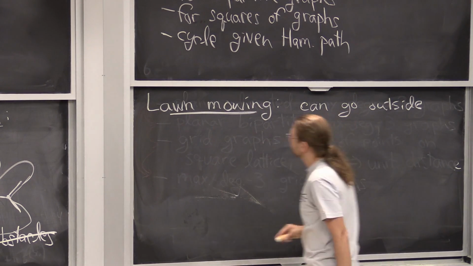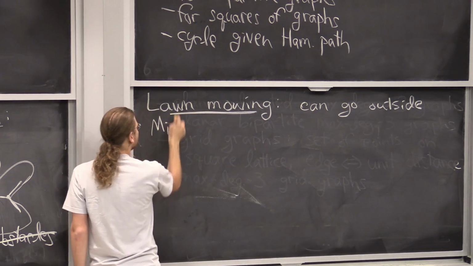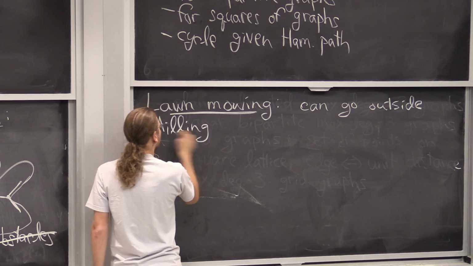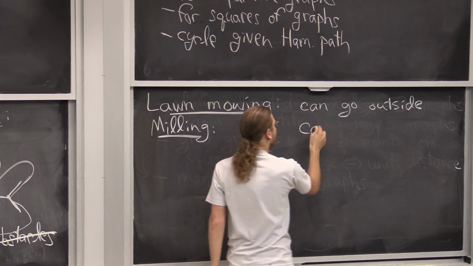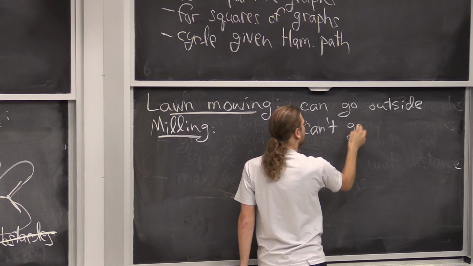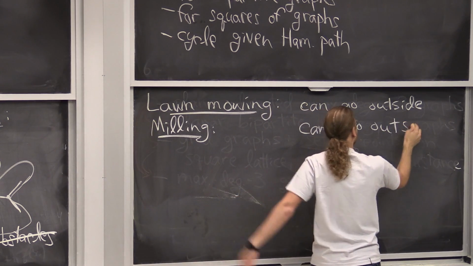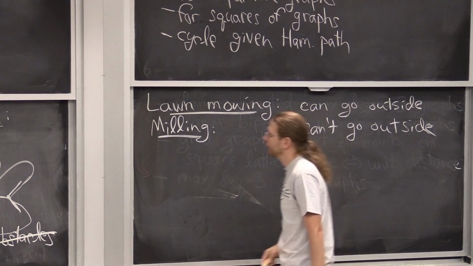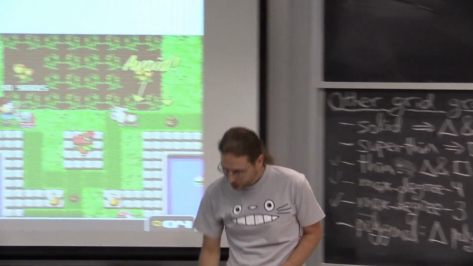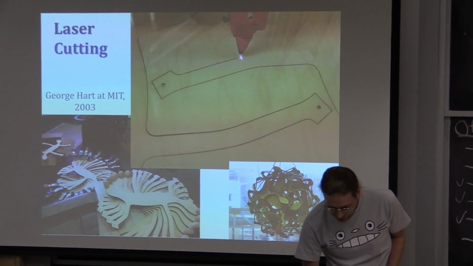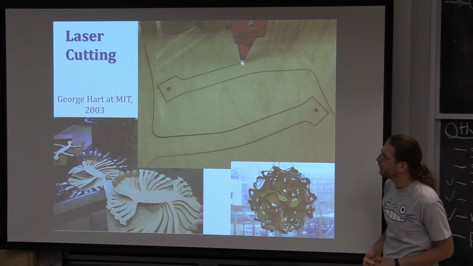And the other problem is called milling. And with milling, you can't go outside. Okay, that video game is probably some hybrid between these two problems, but both problems have been considered a lot, especially from an approximation standpoint. There are lots of situations where this kind of problem comes up.